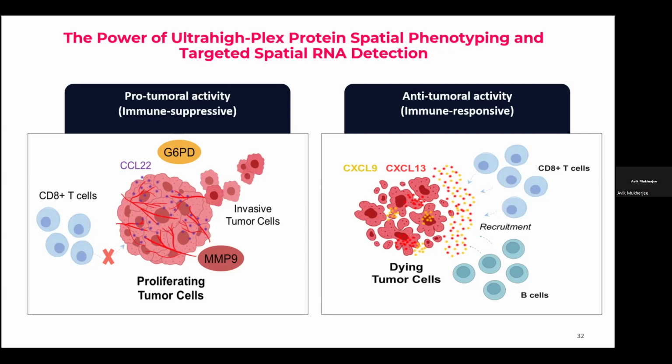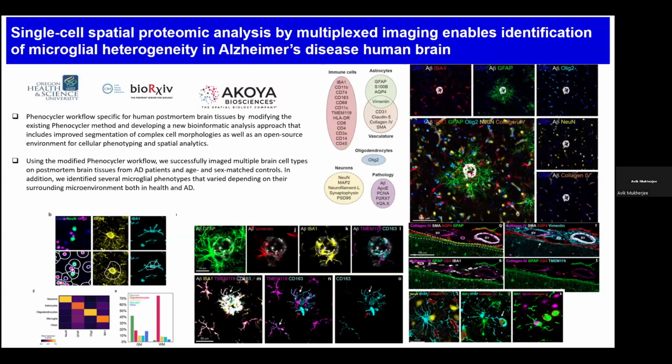Now, we looked at a case study which looked at cancer, but there are other applications. People have used PhenoCycler-Fusion to look at Alzheimer's disease. You can see the panel for looking at immune cells, astrocytes, oligodendrocytes, neurons, and the Alzheimer pathology. They were able to image the barriers, blood-brain barrier, meninges, and also the actual pathology of Alzheimer's disease.